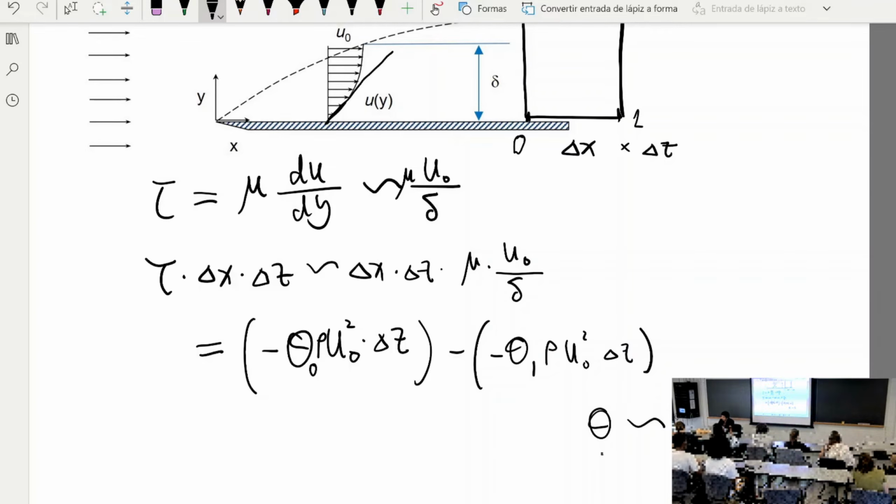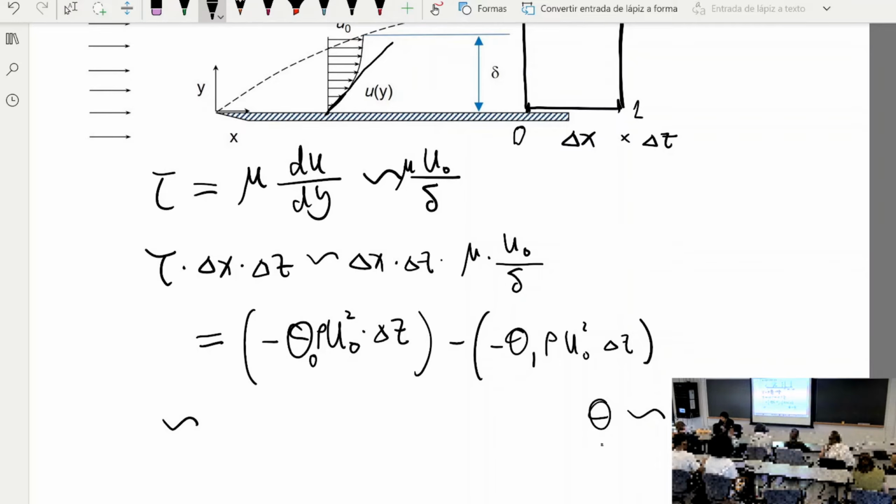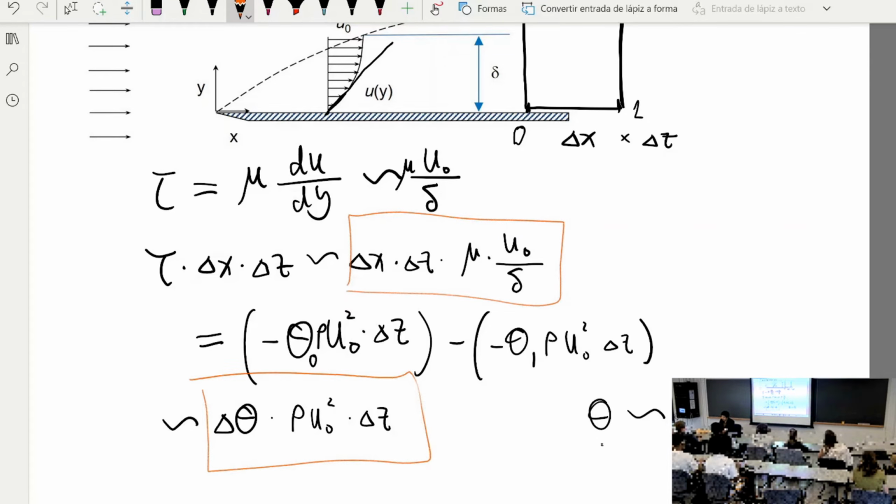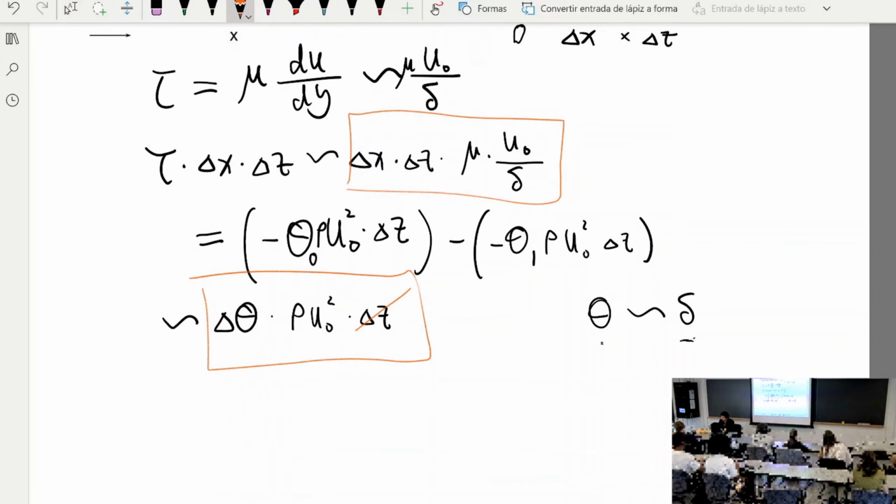So that thing is going to be proportional to, if you just get rid of the signs, delta theta, the difference in theta between downstream and upstream, times rho U0 squared delta Z. Now if you pull out this part and this part, and you cancel out delta Z, and you cancel out one of the U0s, what you get is delta X times mu over delta is on the order of magnitude of delta theta times rho U0.